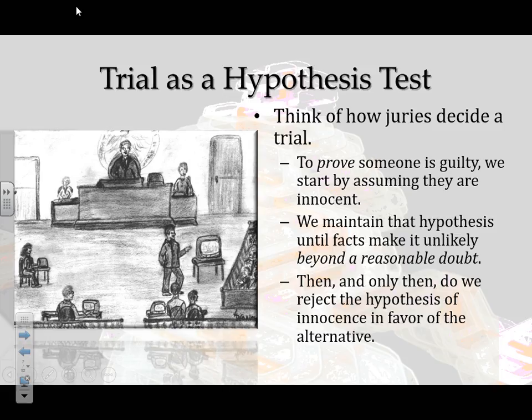Okay? So we have a claim, and that claim stays throughout the process until we have enough proof to say otherwise. Does that make sense? So if the prosecution can put enough evidence in front of the jury that they decide, well, the claim of innocence no longer makes sense, we're going to accept the alternative, which is that they're guilty. Everyone okay with that idea?